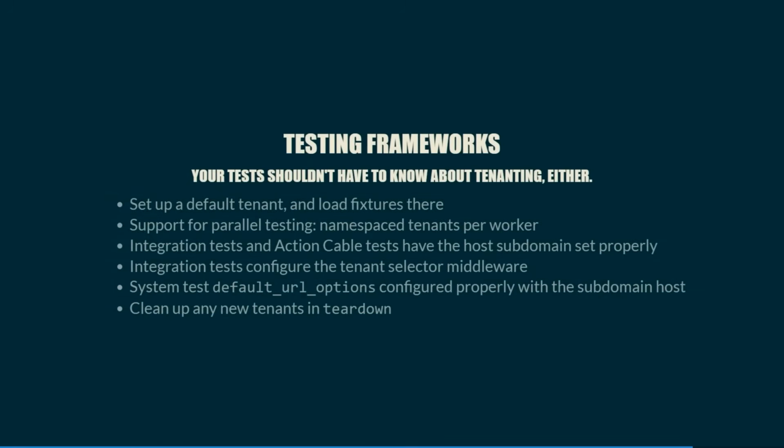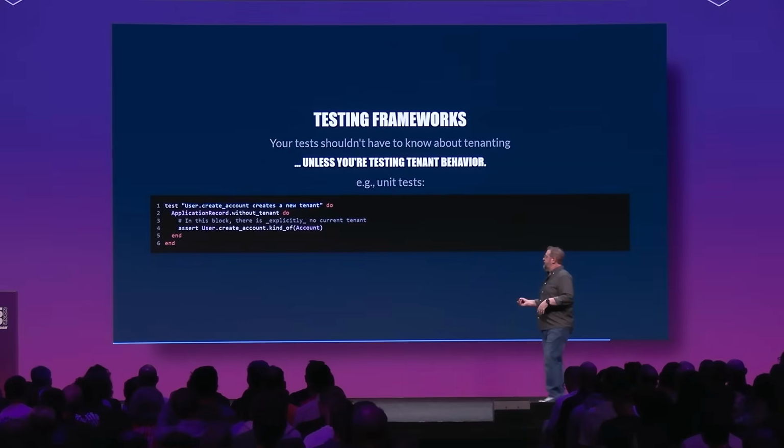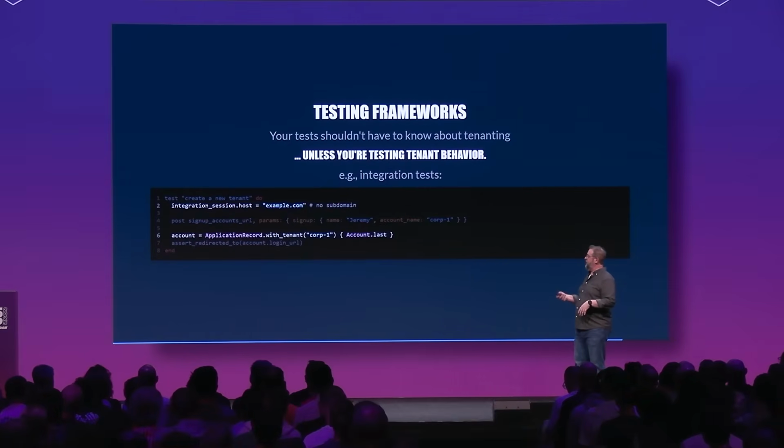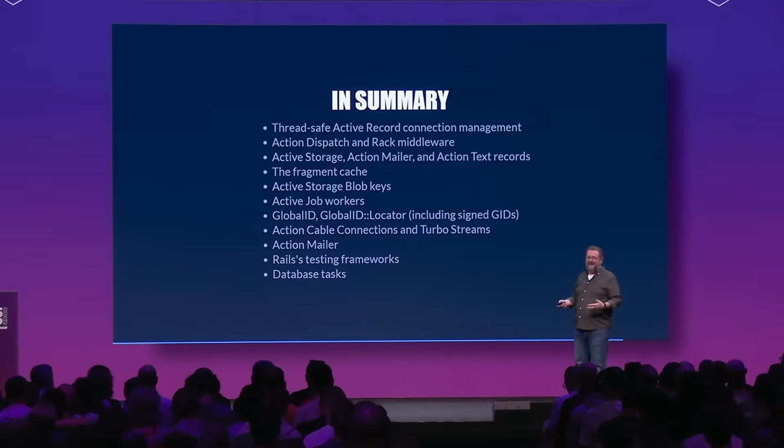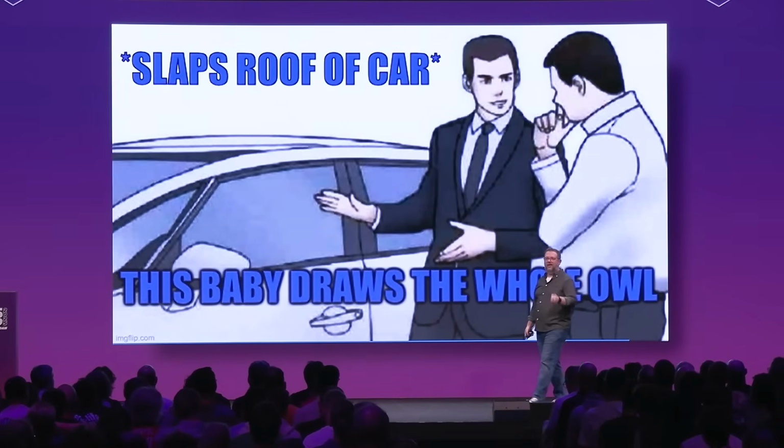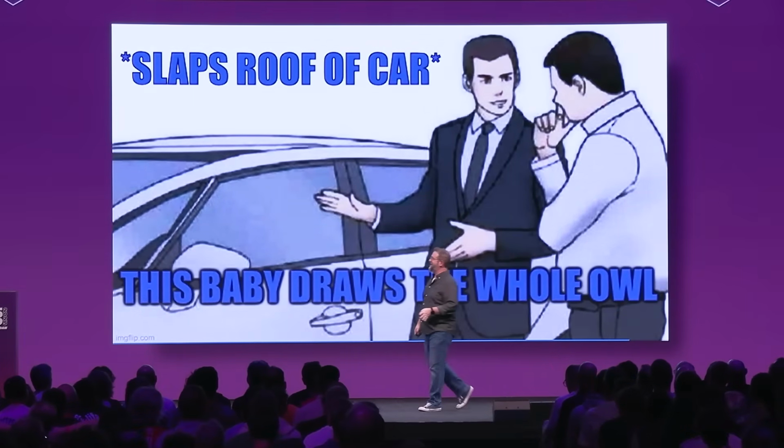OK, we're almost done. Testing frameworks, your tests shouldn't have to know about tenanting either. So by default, all of your tenants are going to get all of these things. I'm not going to go into detail. Just trust me that I've thought about how to write tests for all of this. And in summary, this baby draws the whole owl. OK, a lot of details.